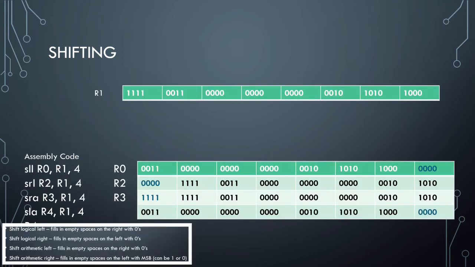Now we're going to look at a couple examples of how we can use shifting to alter a number. So the first thing we're going to do is look at shifting logical left. That's this first assembly code line right here. And so you'll see what we're going to do is shift what's in register 1, which is up here at the top. We're going to shift it to the left by 4 bits, and we're going to store that result in register 0, which is right over here.